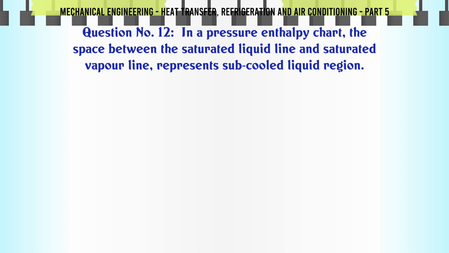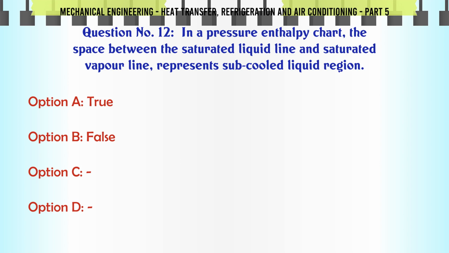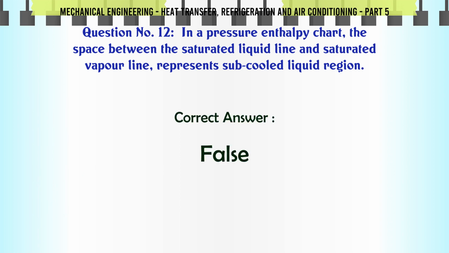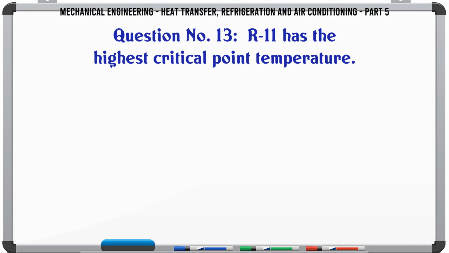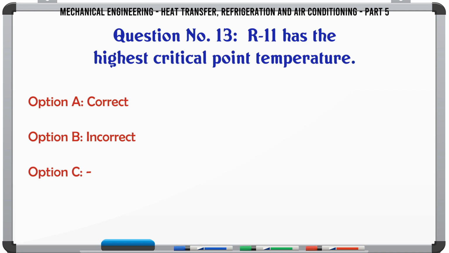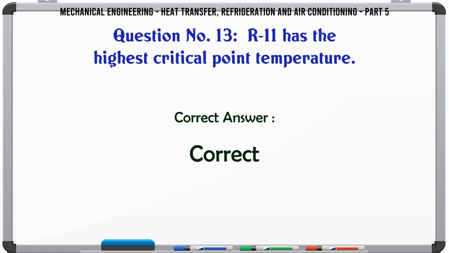In a pressure enthalpy chart, the space between the saturated liquid line and saturated vapor line represents subcooled liquid region. A. True. B. False. C. D. The correct answer is false. R11 has the highest critical point temperature. A. Correct. B. Incorrect. C. D. The correct answer is correct.